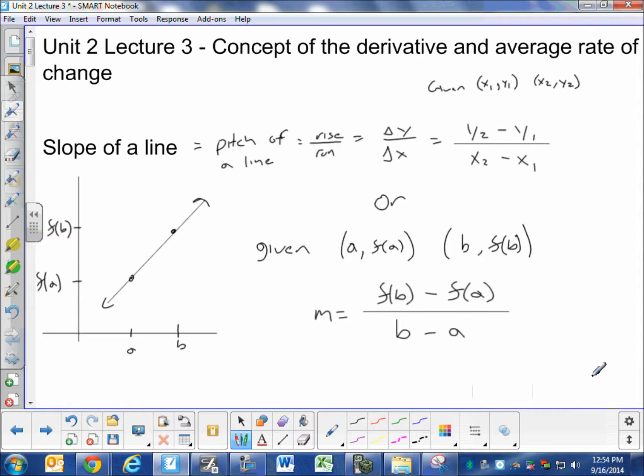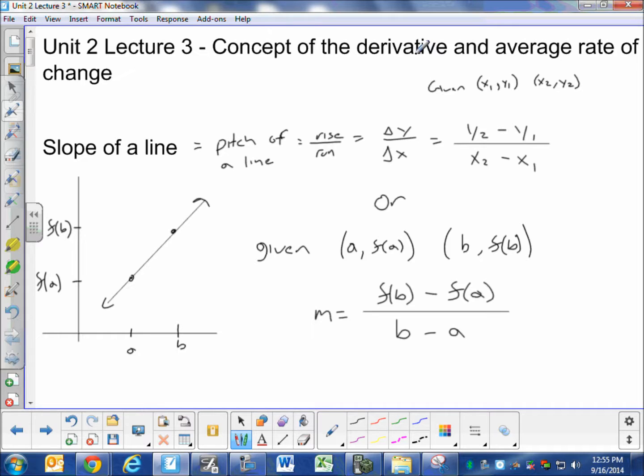Lesson 3 of 4 for Unit 2 is on average rate of change and the concept of the derivative. We're not going to use the word derivative except for right here. I'm going to kind of introduce you to the concept of it. First thing we need to know is what the slope of a line is. You guys are pretty comfortable with slopes, hopefully.